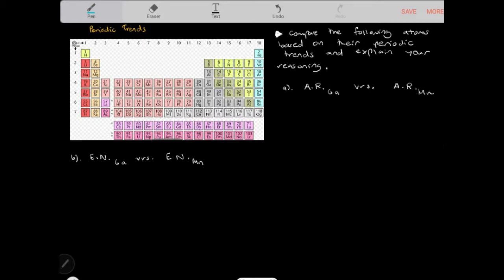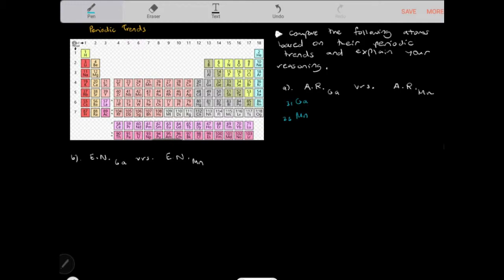Alright, let's compare the following atoms based on their periodic trends and explain your reasoning. So let's take a look at the atomic radius of gallium versus the atomic radius of manganese. And we're also going to be looking at the electronegativity of gallium versus the electronegativity of manganese. Hopefully at the end of this we can attribute a relationship between atomic radius and electronegativity. Okay, so let's take a look at the atomic radius of gallium. Well, we know gallium is atomic number 31 and manganese is atomic number 25.